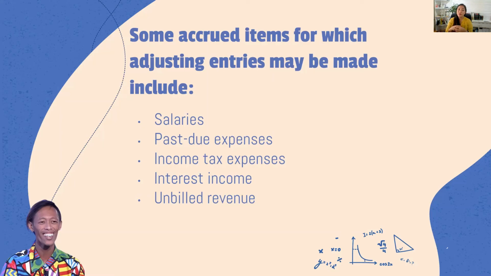Some accrued items for which adjusting entries may be made include salaries, past due expenses, income tax expenses, interest income, and unbilled revenue. Like I told you, class, for example, payroll: you don't record salaries every day, no? If you record the salaries of the staff every day, it is very troublesome for the accountant or the bookkeeper. If he will postpone it until the 15th or the 30th, then it is much better.